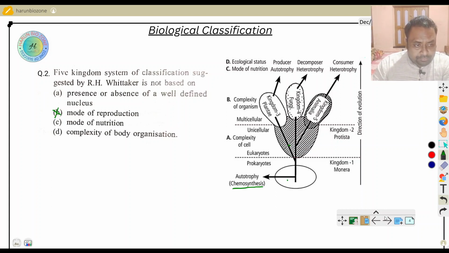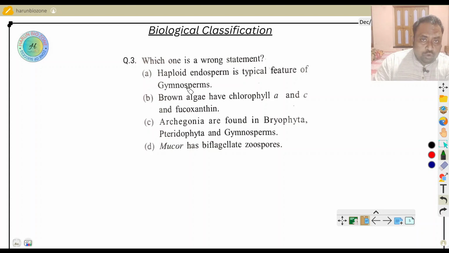Next question. Which one is a wrong statement? Here, which one is a wrong statement? Haploid endosperm is a typical feature of gymnosperm, right?